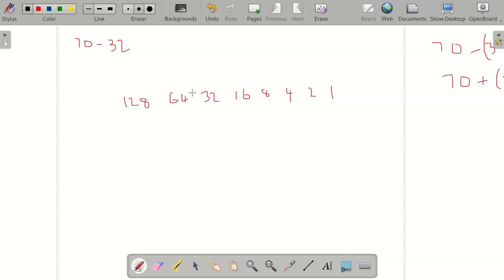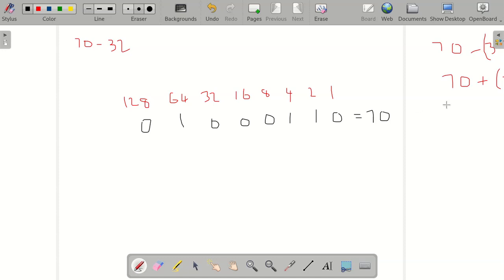For us to get 70, we have 64 plus 8, which is, oh, not 8 because that's 72, sorry. We have 64, 64 plus 4 is 68, plus 2 is 70. So this is our 70 in binary. It's not affected by 2's complement because it's positive.